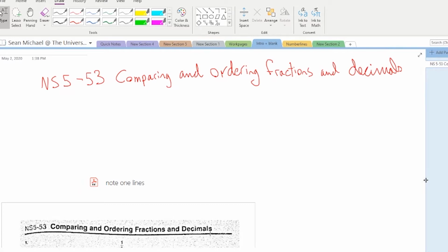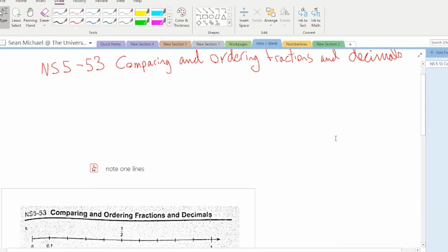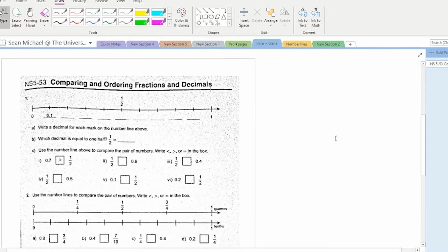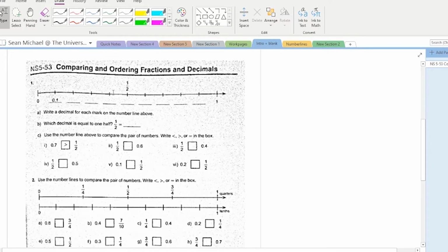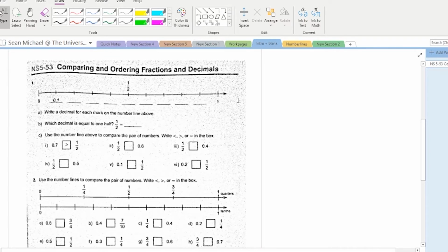Today we're looking at comparing and ordering fractions and decimals again. We're just going to keep going through this. I have your work page brought up here, but I'm not actually going to work on it that much. I'm going to use these number lines, because it's a lot easier to use the number lines given here than to draw my own.